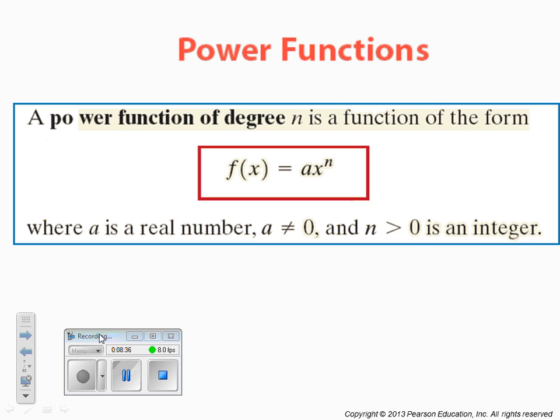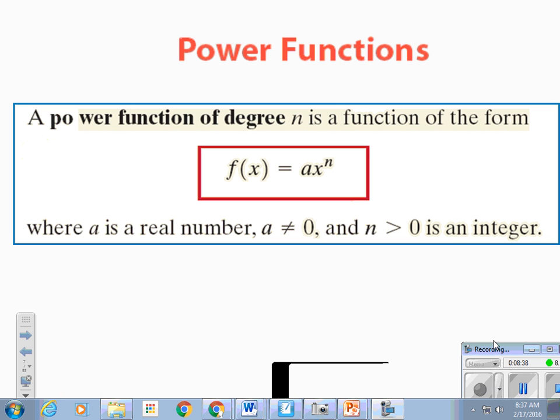Okay, a power function of degree n is a function of the form f of x equals a x to the n, where a is a real number, n is greater than 0, and is also an integer. It's called a power function.